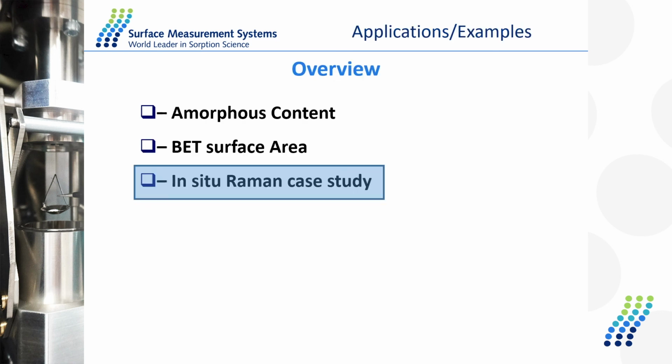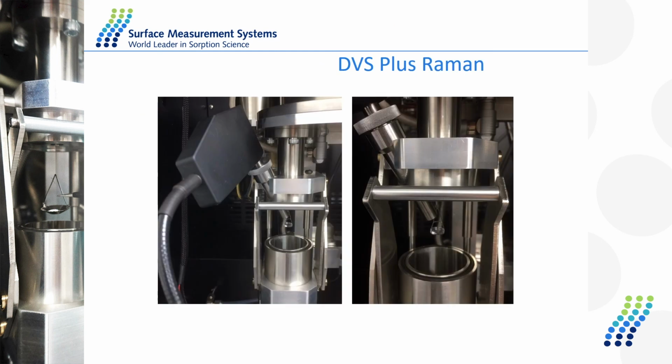Now, the last type of application that I want to show you today is an in situ study using Raman on hydrate and solvent. The sample that we are focusing on is carbamazepine, and the study that we performed uses a DVS in situ with a Raman. What you see here is basically the Raman probe mounted on our DVS chamber, and here we have our sample pan.